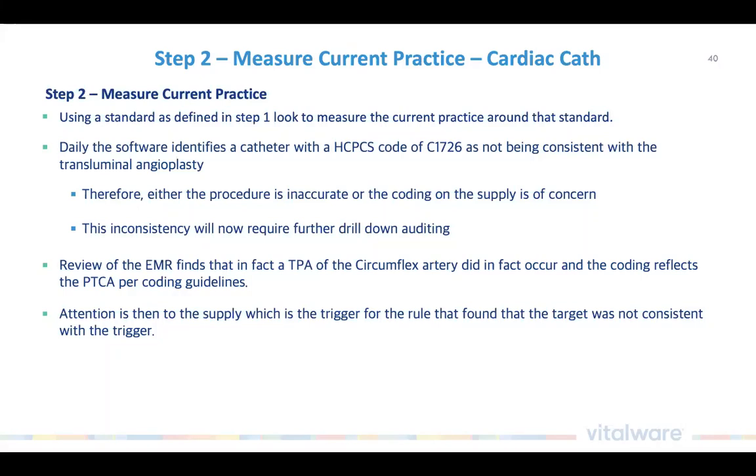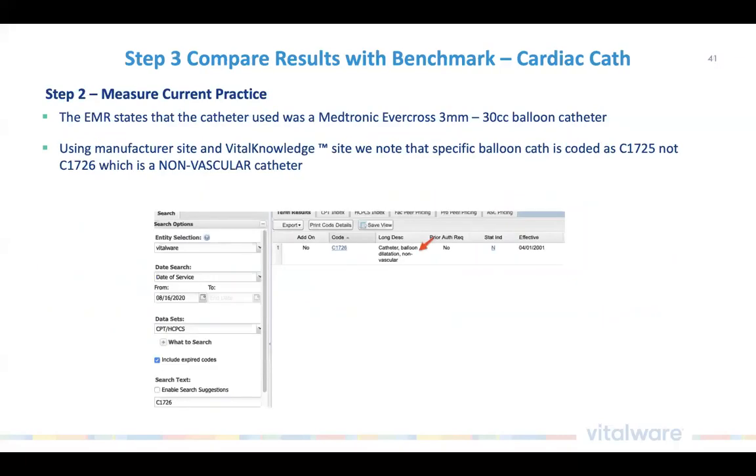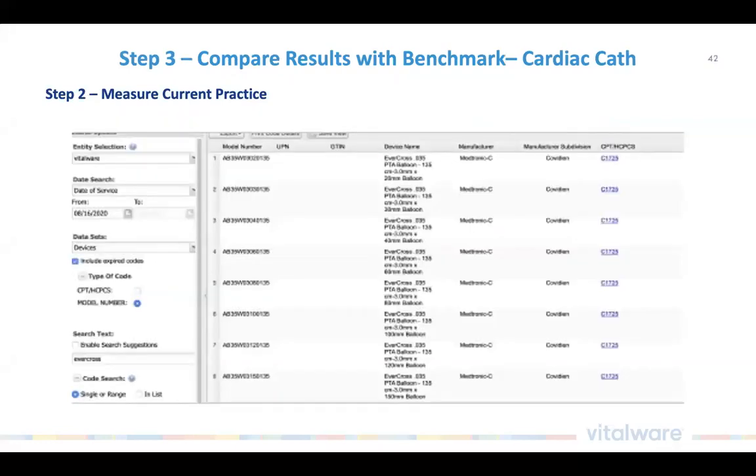So the procedure occurred correctly based on documentation. Now we know it's the supply, which is the trigger looking for a procedure. Well, C1726 is not the correct trigger. If you look at it, it is for a catheter, balloon, non-vascular, and you're doing a vascular procedure. So you view the coding on that particular model is wrong. We know that it is an Evercross model, and we go to the payer guidelines, or we go to Medtronic that has their own method, their own guide for reimbursement. And I'll caution you, they're sometimes flawless and sometimes they're fraught with errors.